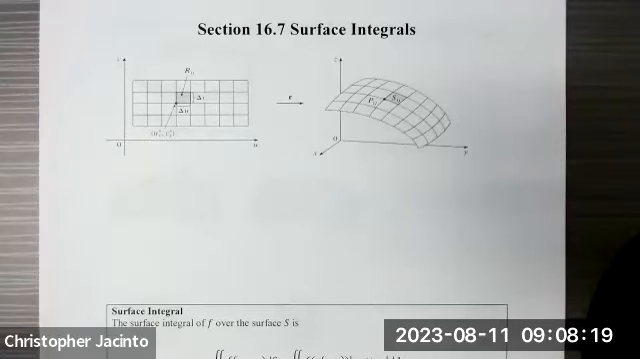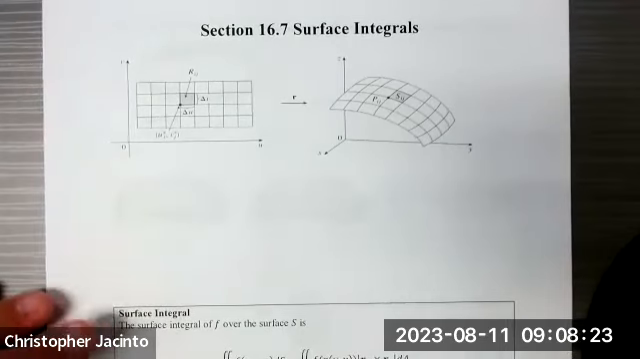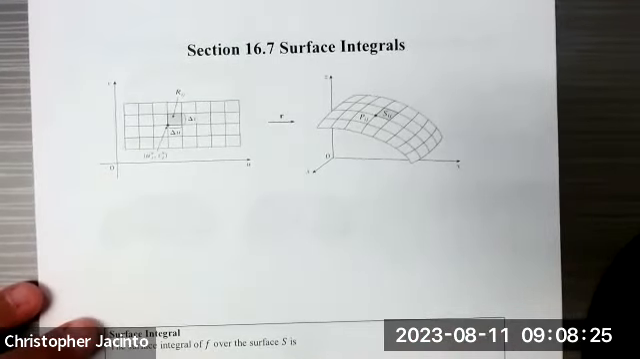Same thing that's actually happening itself. Okay, so that's my little rant. So let's just go over surface integrals. Okay.